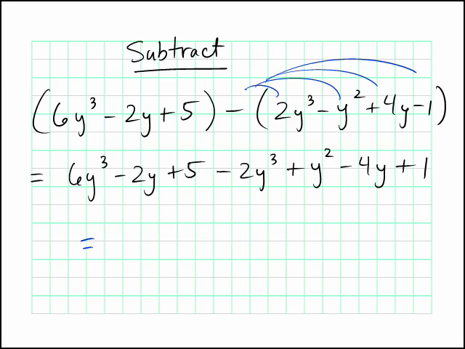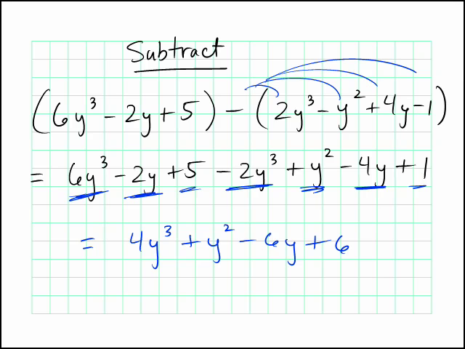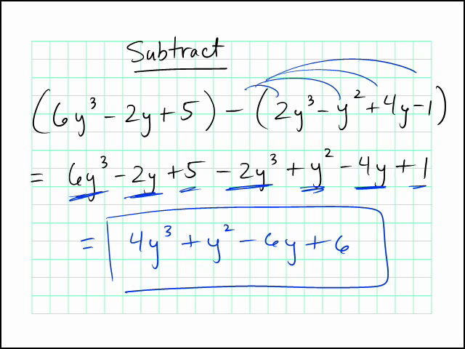Combine your like terms. 6y cubed minus 2y cubed is 4y cubed. I only have one y squared, so I just have to write that in there. Notice, by the way, I'm putting my answer in descending order. Negative 2y and negative 4y is negative 6y, and then the plus 5 plus 1 is plus 6. And there is my result.